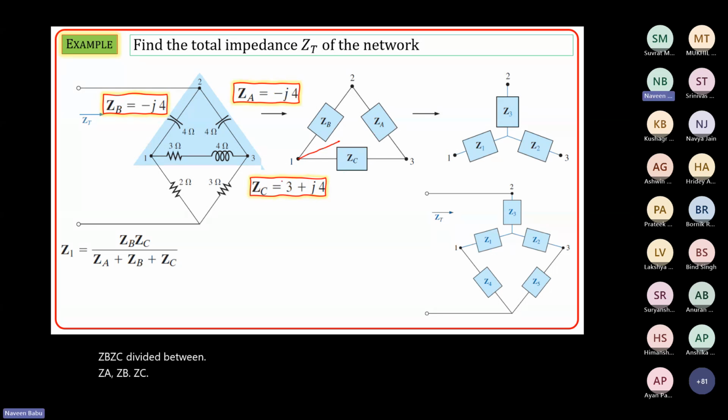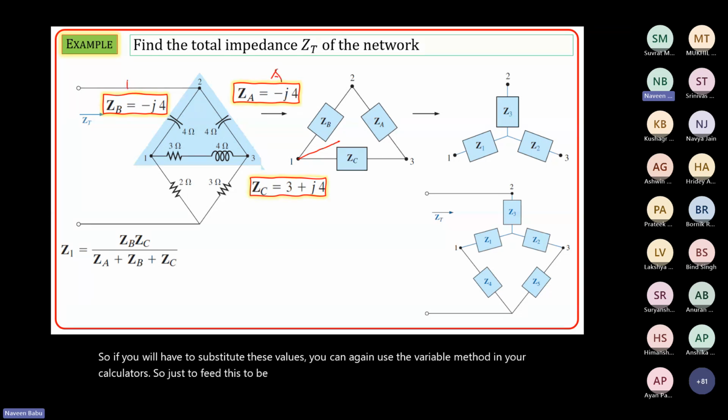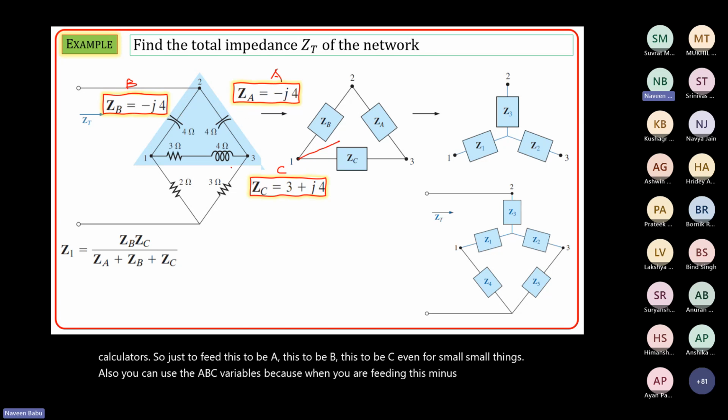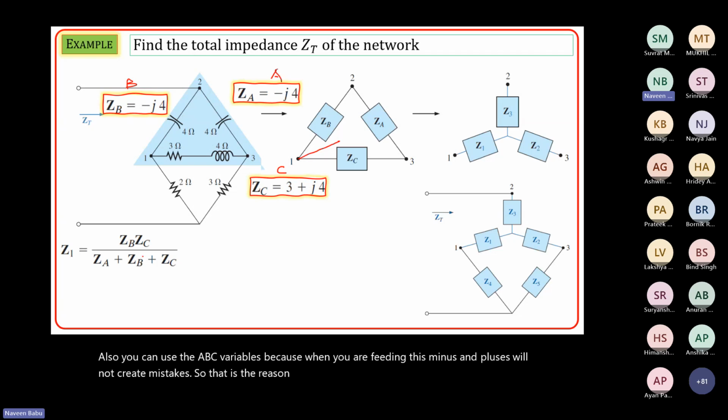Now, if you have to substitute these values, you can again use the variable method in your calculators. Just feed this to be A, this to be B, this to be C. Even for small things you can use the ABC variables, because when you are feeding, the minus and plus signs will not create mistakes. So it is BC divided by A plus B plus C in your calculator. When you calculate Z1, it is 3.84 plus J 1.11.